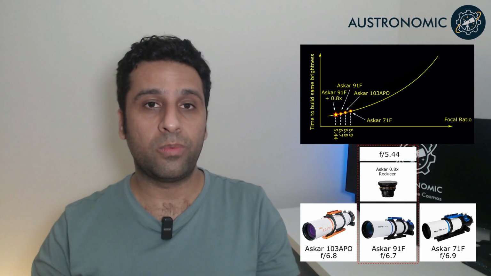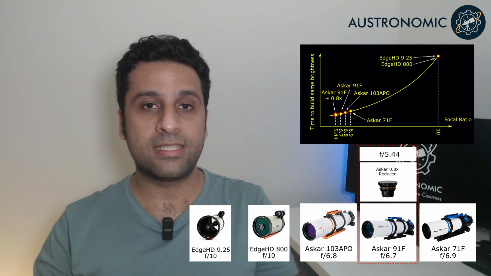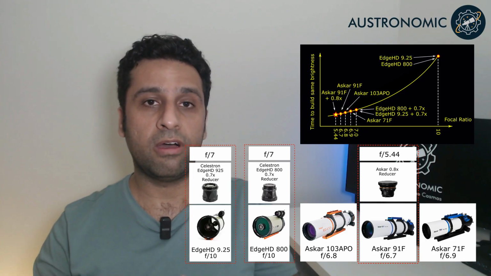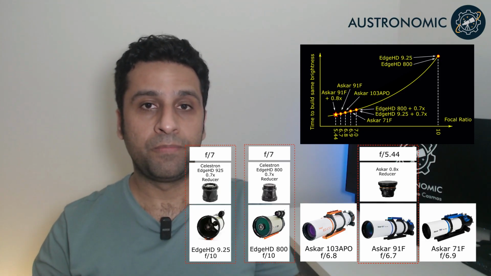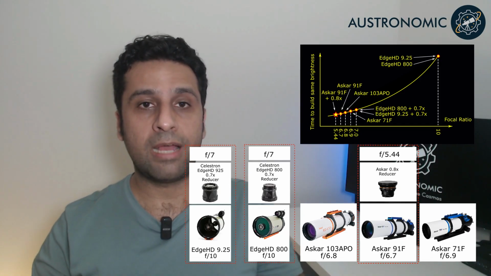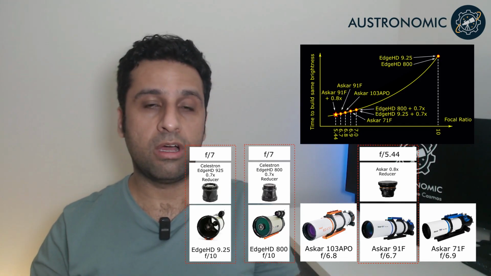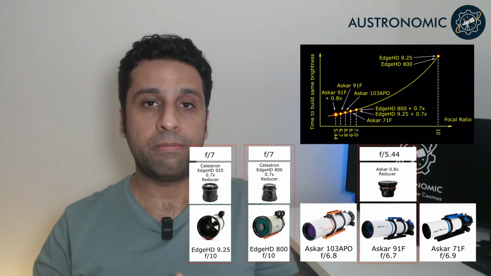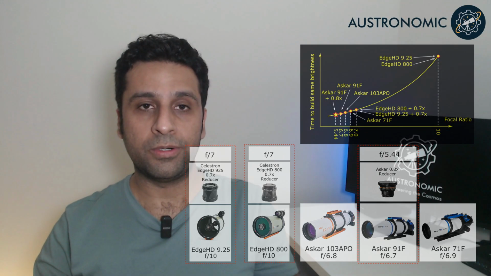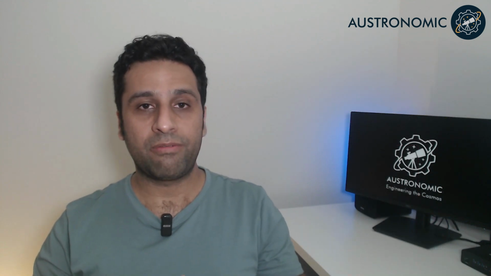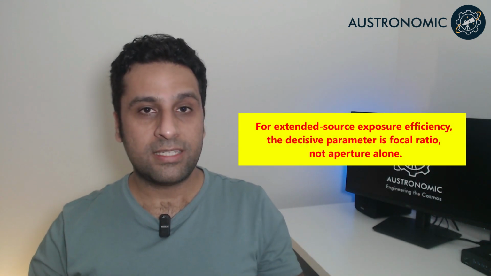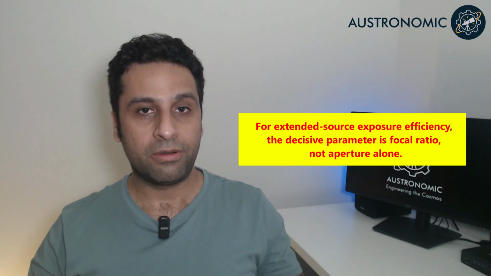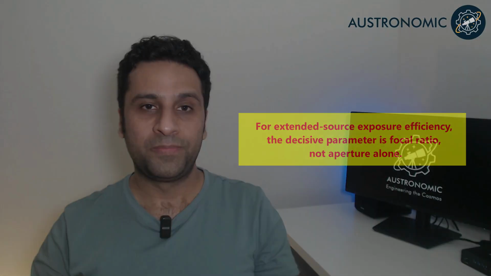This is especially clear when it is compared with the reduced HHD systems. The reduced HHD 800 and reduced HHD 9.25 both operate at f7. Even though they have much larger apertures, they still require more integration time for the same extended source signal level than the reduced ASCA 103 APO at f5.44. That is the key engineering result of this episode. For extended source exposure efficiency, focal ratio is the parameter that separates these configurations, not aperture alone.